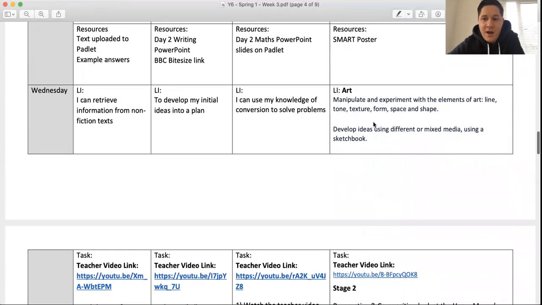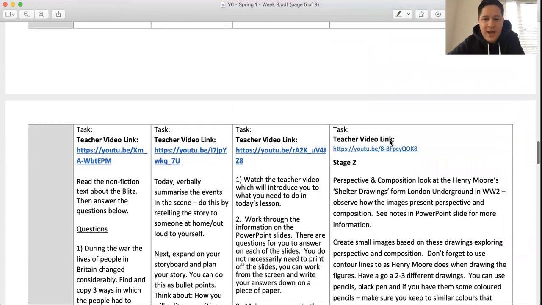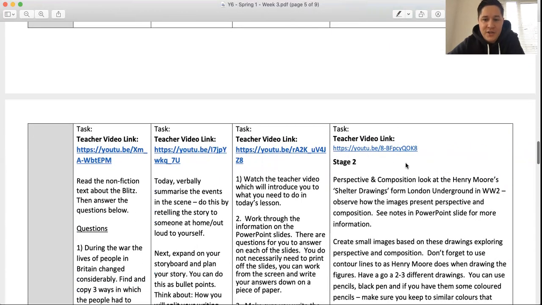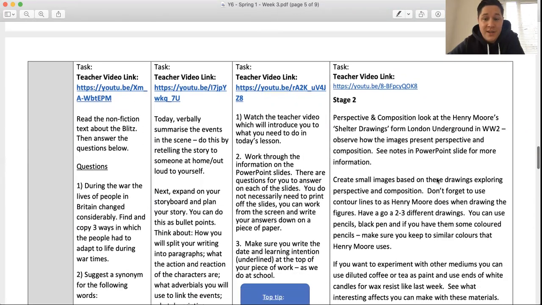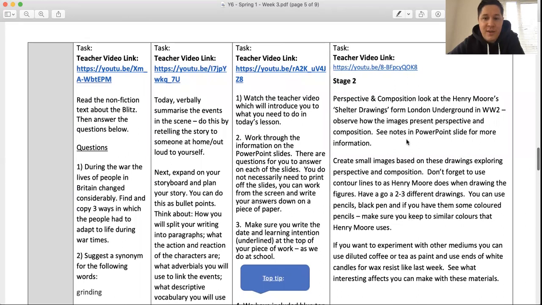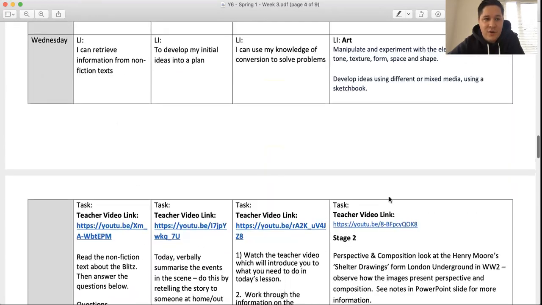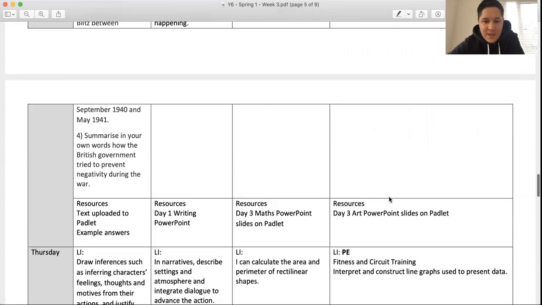Okay, so the art is going to carry on again. And there's a video here from Mrs. Hattrick. And this time we're looking at perspective and composition from Henry Moore's shelter drawings, from the London Underground during World War II. So it links to our history. And if you have a look at Mrs. Hattrick's teacher video and the PowerPoints, that will explain everything for your Wednesday afternoon.